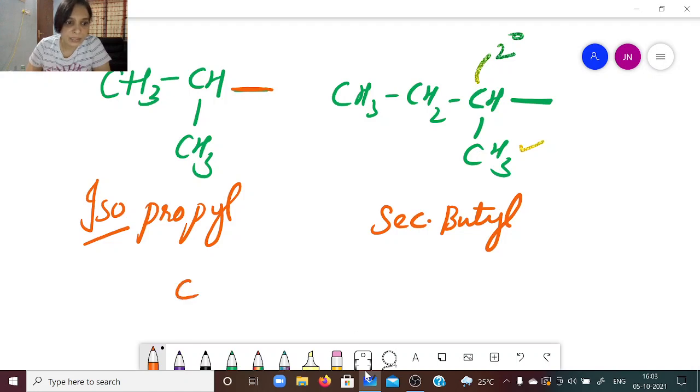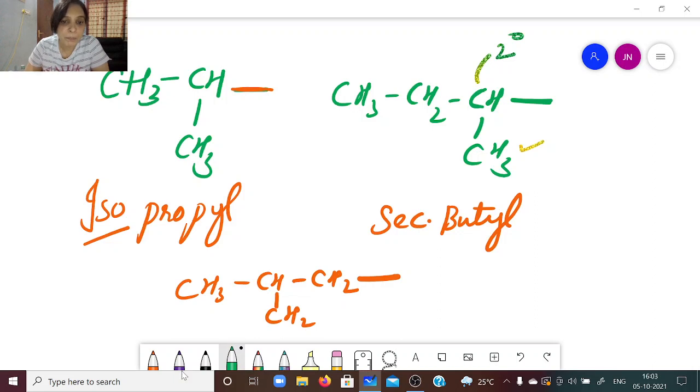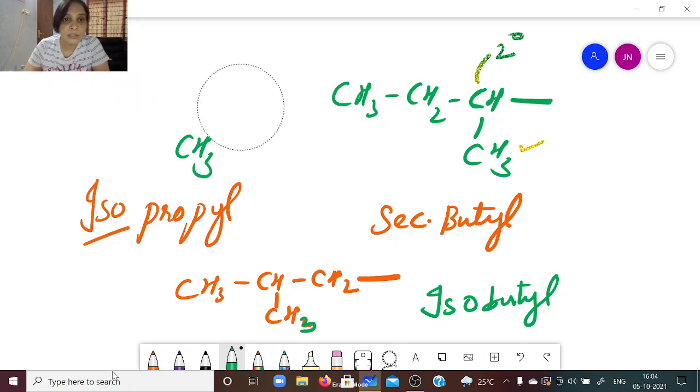Now next is CH3, CH, CH2, and on the second carbon, one branch, and this is attached to the main compound. Always when a second carbon branch is there, it is known as iso, this is CH3, and totally four carbons are there. So this is isobutyl. This is known as isobutyl. Clear? Now you will study two more.